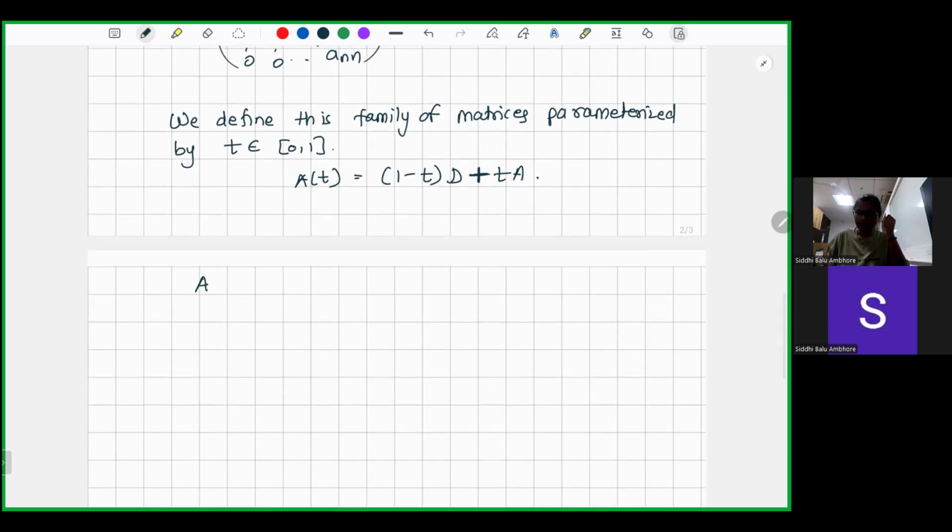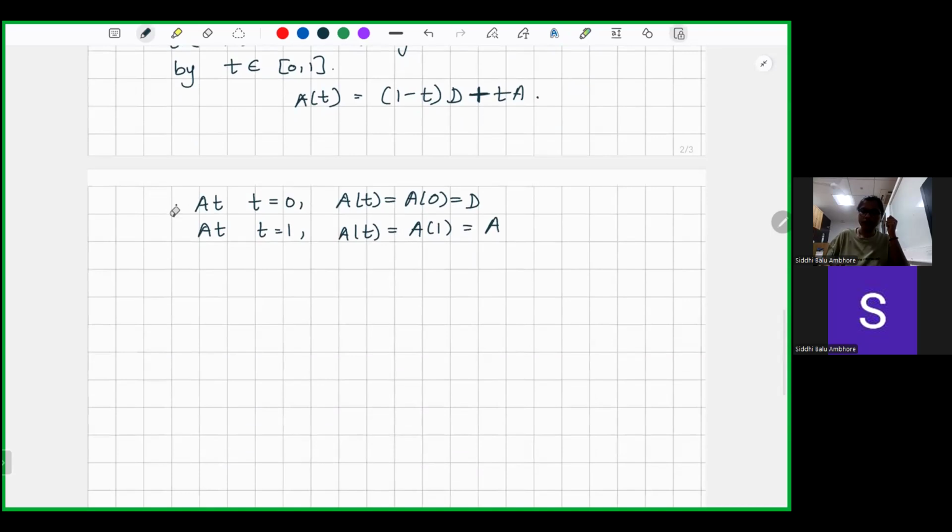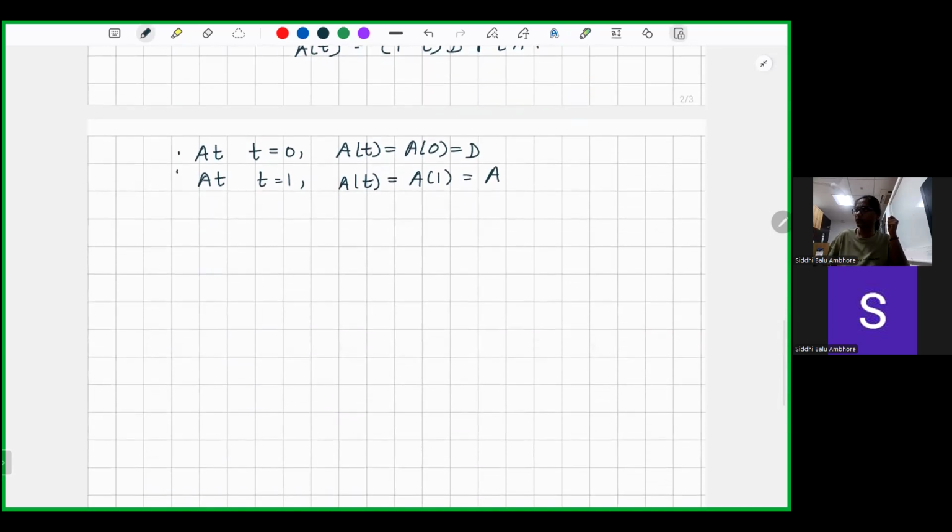At t equal to 0, A(0) is D, and at t equal to 1, A(1) is A. These two pieces of information are what we have.